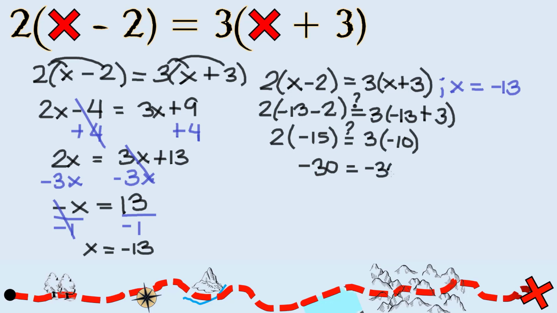Seeing that both sides of the equation have the same result, the checking is already done. This is already a verification that the value of the unknown solved earlier, being negative 13, is the correct value of the unknown for this given equation.